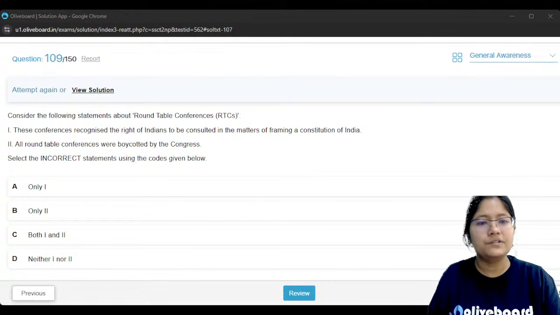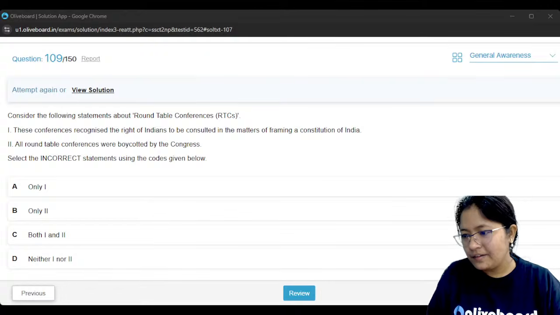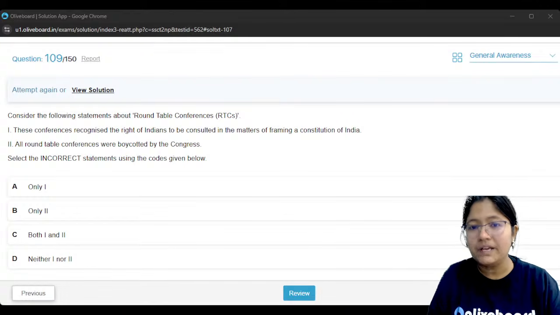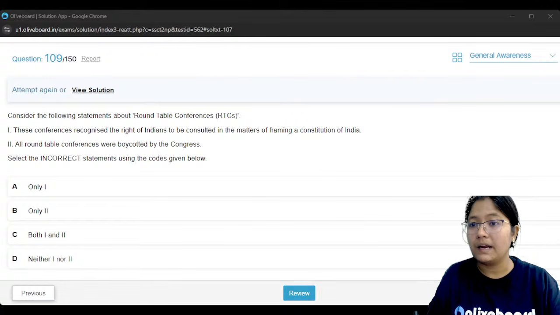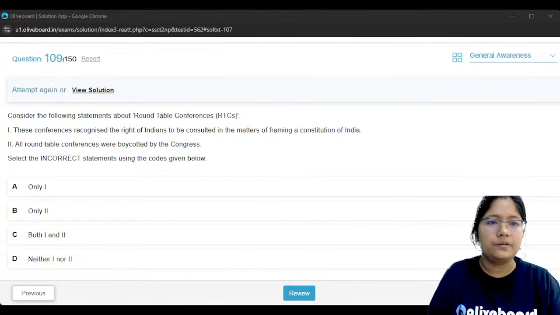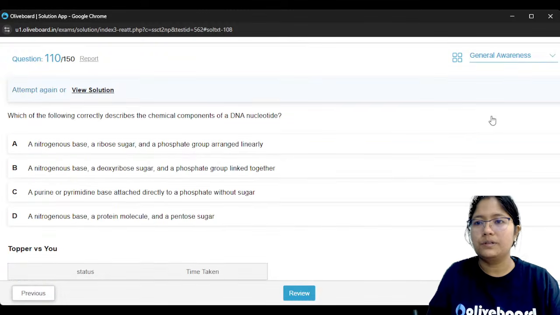And what about 1? Will you select 1? These conferences recognize the right of Indians to be consulted at least in matters of framing of the constitution. In the first and third, they were not invited. In the second, Mahatma Gandhi attended on behalf of the INC, right? Remember? So here we will go for B only as the answer, because at least in the consultation phase this is incorrect. All right, so let us view the solution here. And the solution here is B only. Let us go to the next question.